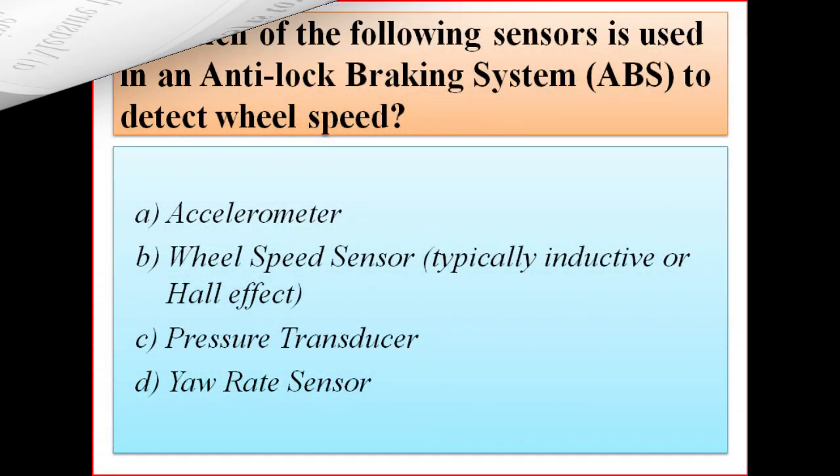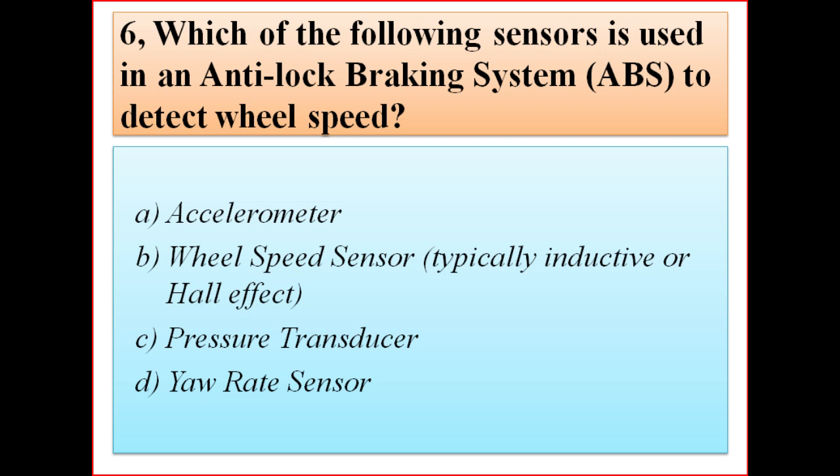6. Which of the following sensors is used in an anti-lock braking system, ABS, to detect wheel speed? A. Accelerometer. B. Wheel speed sensor, typically inductive or Hall effect. C. Pressure transducer. D. Yaw rate sensor.